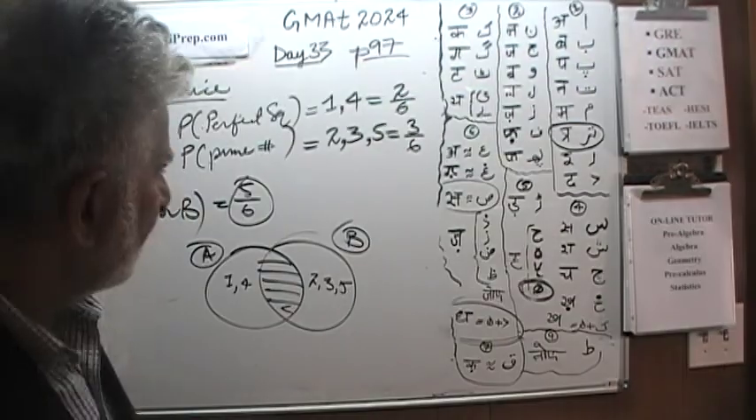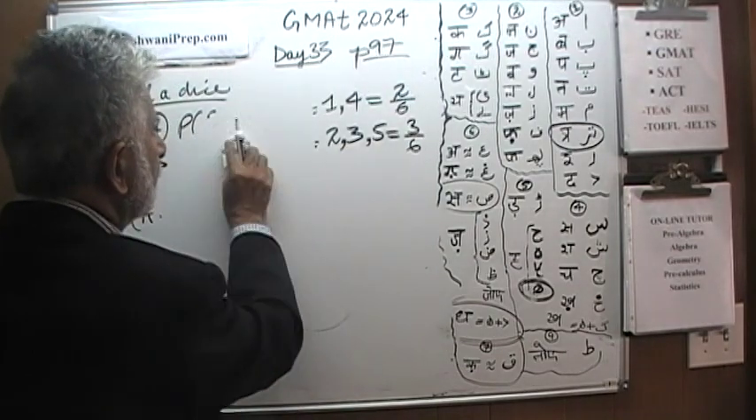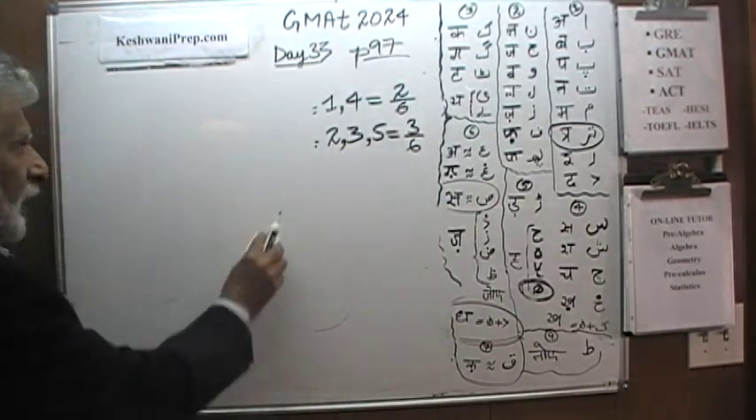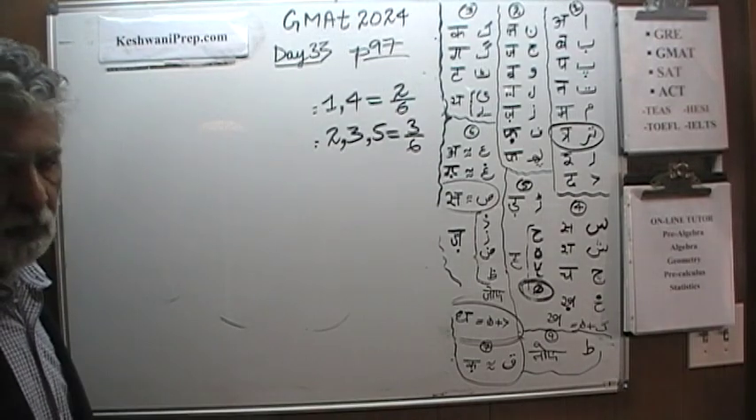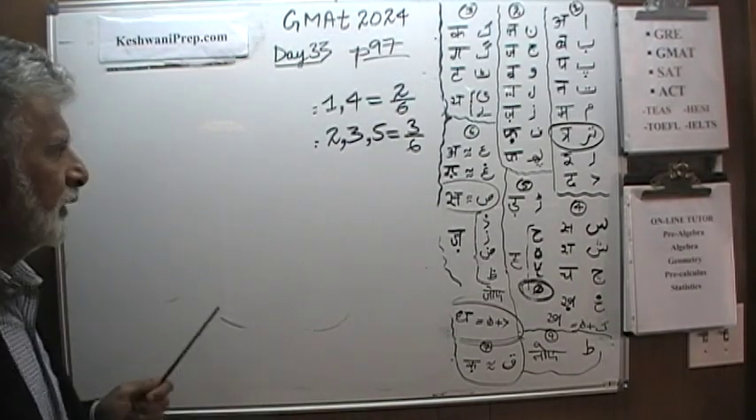Let's do the next one, 150. And that 1 out of 6 is if you happen to roll a 6. 6 is neither a perfect square nor a prime number.